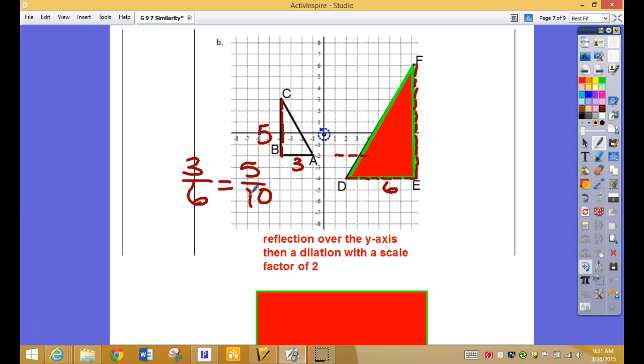What do they both simplify to? 1/2, 1/2. Or if you've been taught this way, 10 times 3 is 30, and 6 times 5 is 30. They're equal. They are proportional.